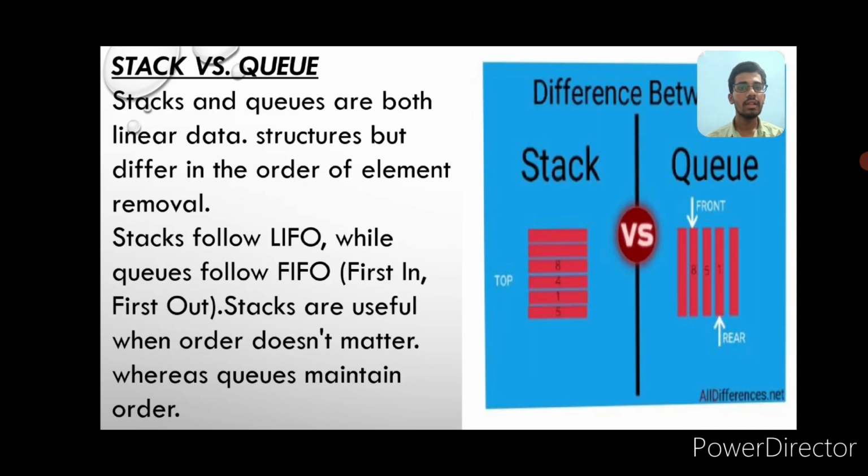Stack versus queue. Stacks and queues are both linear data structures but differ in the order of element removal. Stack follows last in first out, while queue follows first in first out. Stacks are useful when the order does not matter, whereas a queue maintains order.